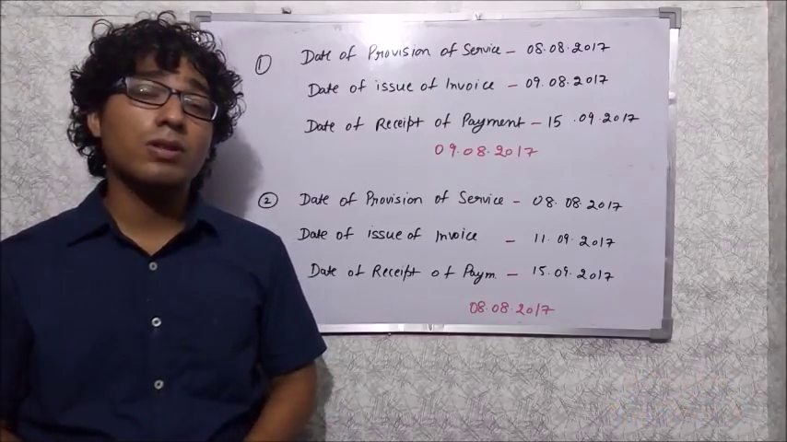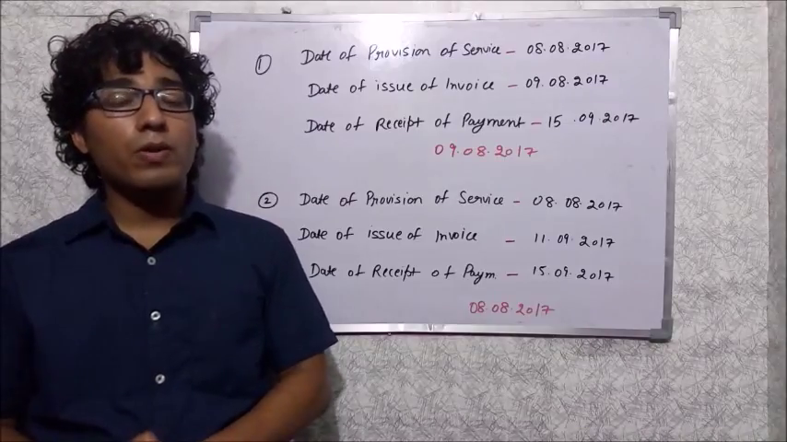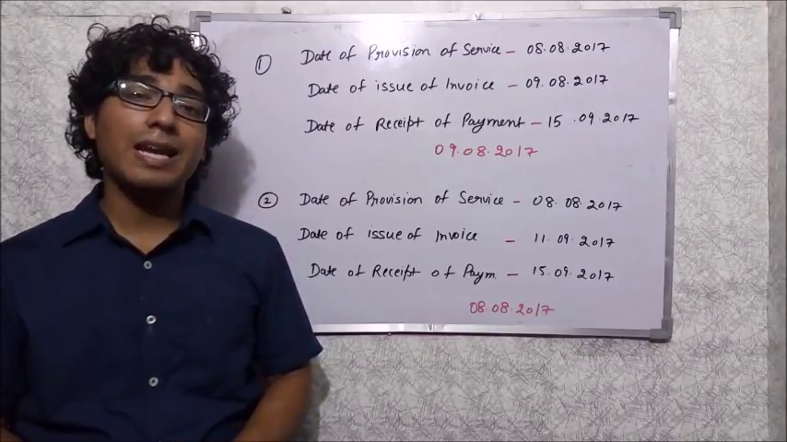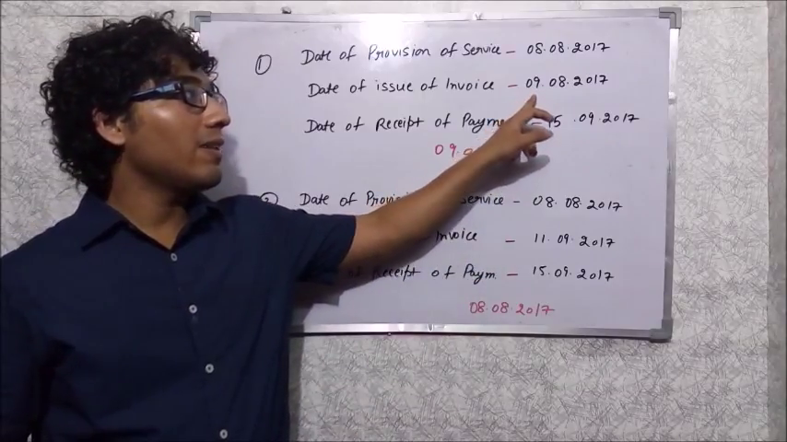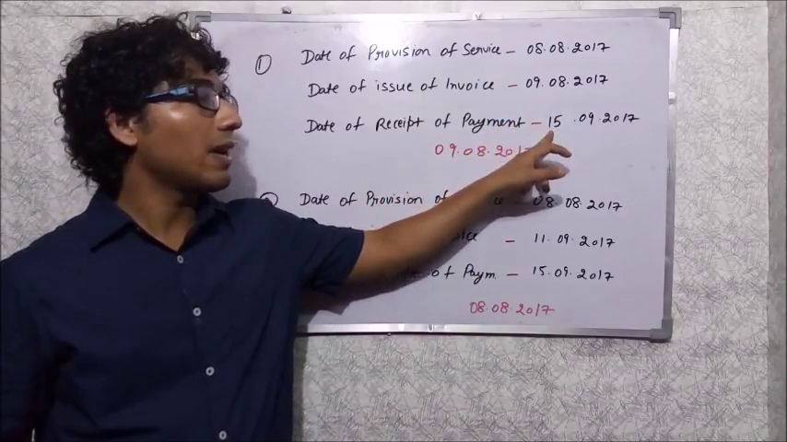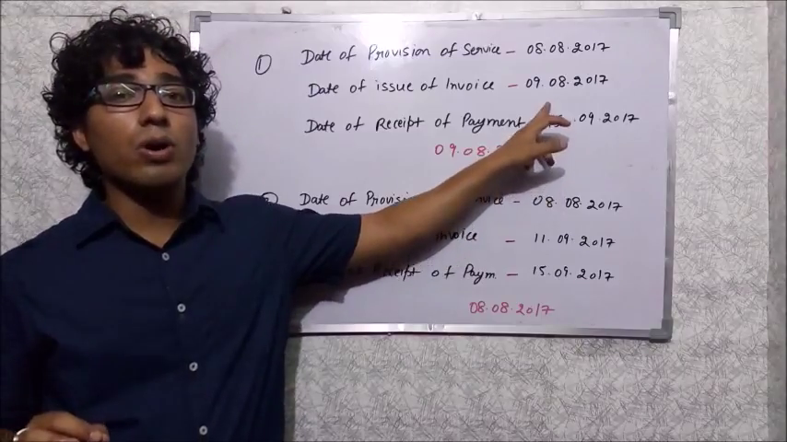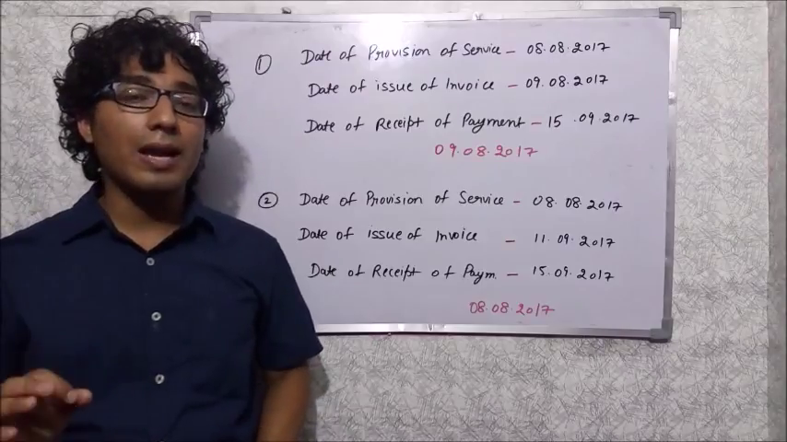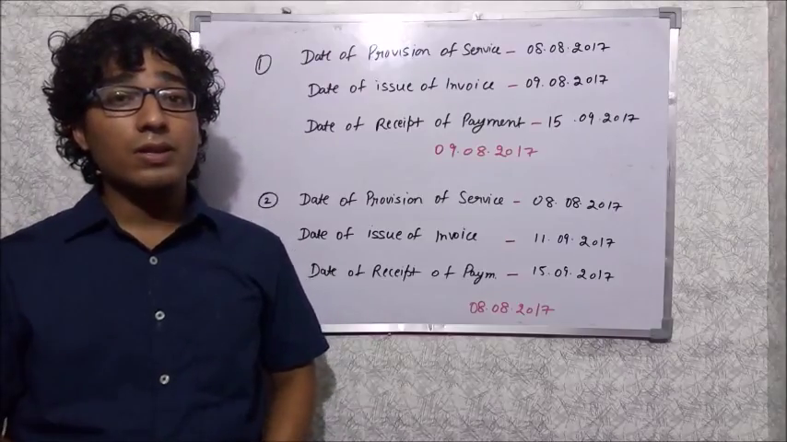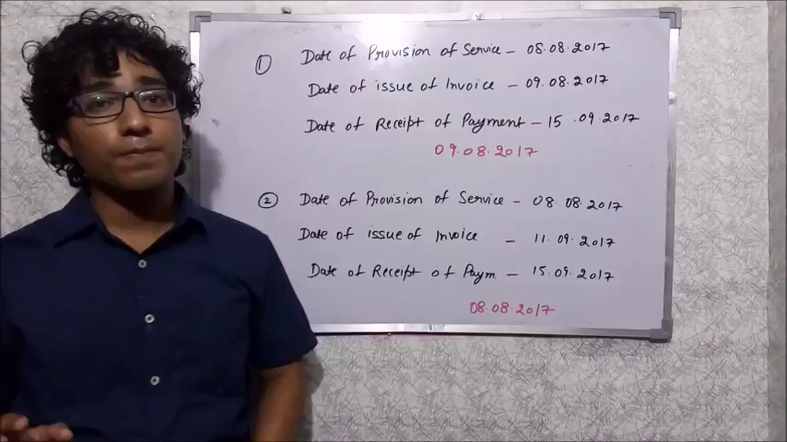The first event was the date of issue of invoice, and the second event was the date of receipt of payment. So now we have to check the earlier event out of those two events, and the earlier event is the 9th August 2017. So the time of supply of service will be the 9th August 2017, which is the date of issue of invoice.